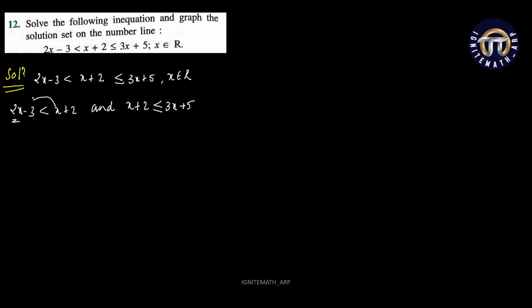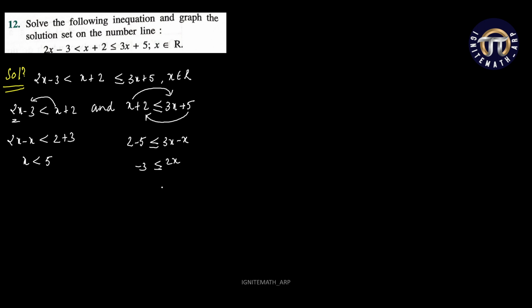So I'll take this x on the other side. So 2x minus x is smaller than 2 plus 3. Then x is smaller than plus 5. Alright. So over here x to be taken over here, then 5 to be taken on the other side. Clear? So 2 minus 5, then 3x minus x. So 2x, then over here minus 3.